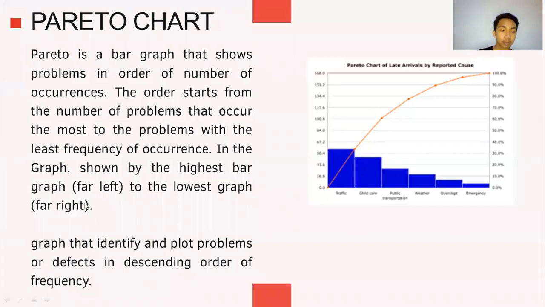Next one is Pareto chart. Pareto chart is a bar graph that shows problems in order of number of occurrences. The order starts from the number of problems that occur the most to the problems with the least frequency of occurrence. In the graph shown by the highest bar graph far from the left to the lowest graph that is far from the right. Or on the other hand, we can call it the graph that identifies and plots problems or defects in descending order of frequency.